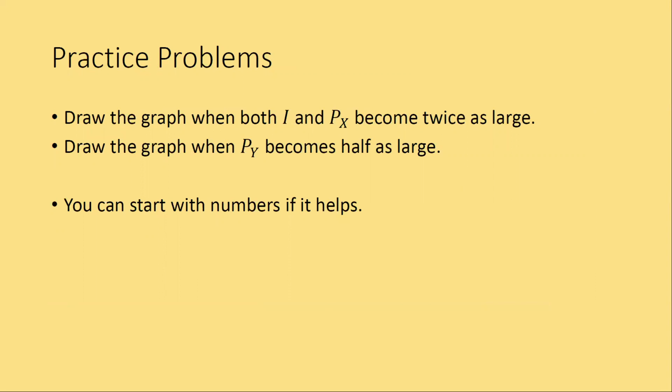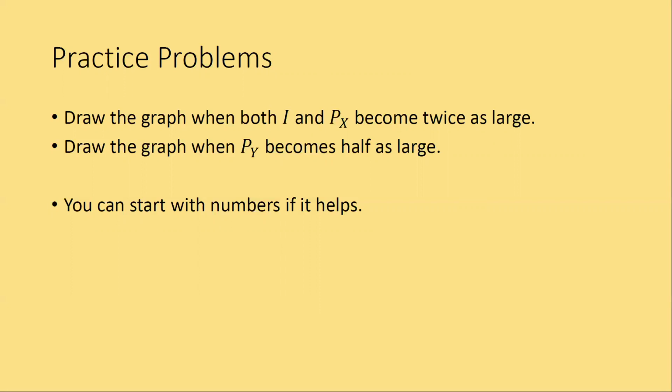And here are just some practice problems. So what I did is that I discussed three cases: when PX increases alone, when PY increases alone, and when income increases alone. So the practice problem is asking, what will happen if both your income and the price of good X double? You can try to figure that out yourself by drawing the graph and making a comparison. And if it helps, you can start with some equations that have numbers in them. It's probably easier than working with the variables.